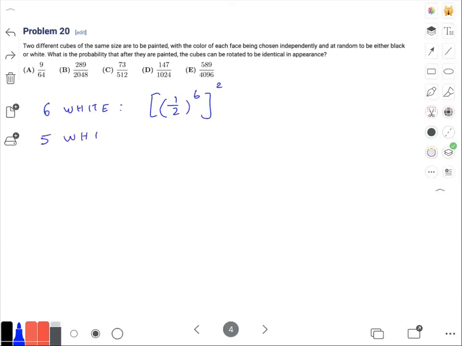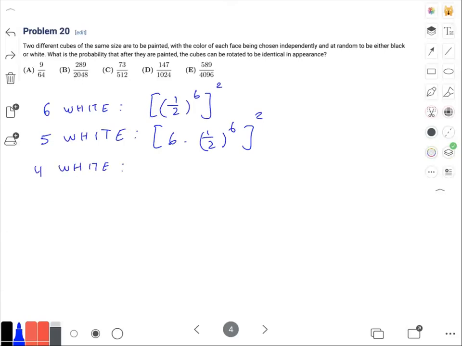So now what about 5 white? Still, with that singular black face, we can orient the two cubes such that the black face is facing towards us. So this will always be possible as well. There's going to be 6 choices for which face to make black, and then 1/2 to the power 6 squared. So now 4 white.